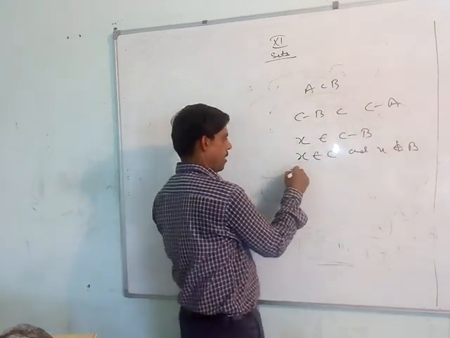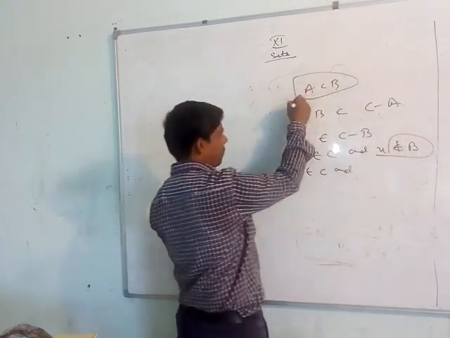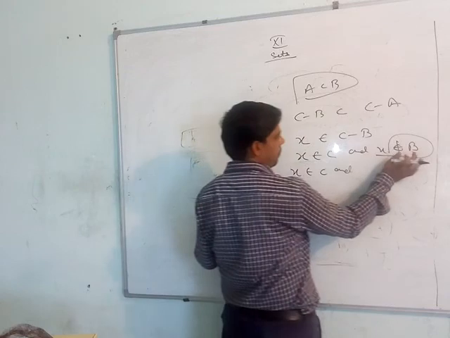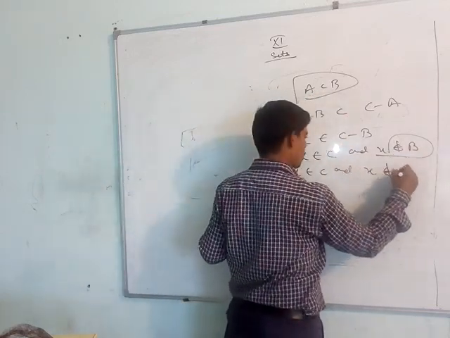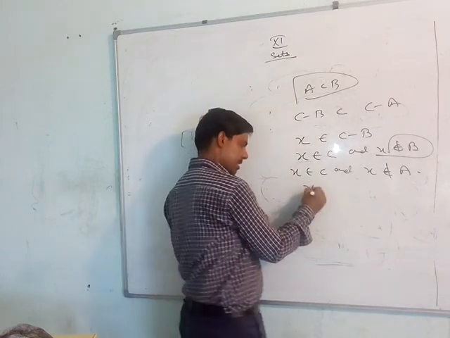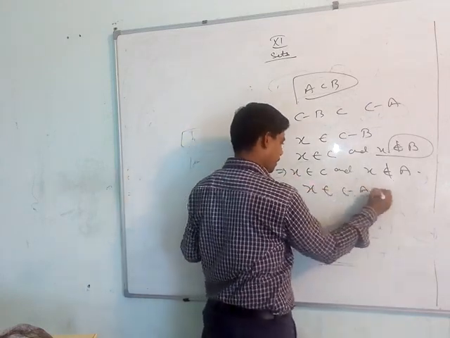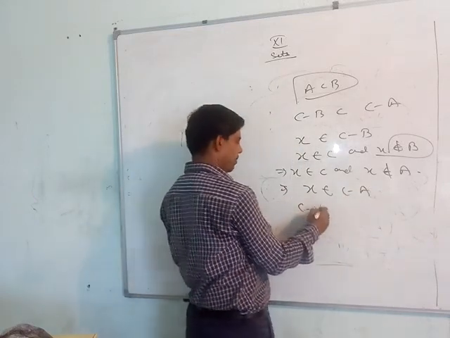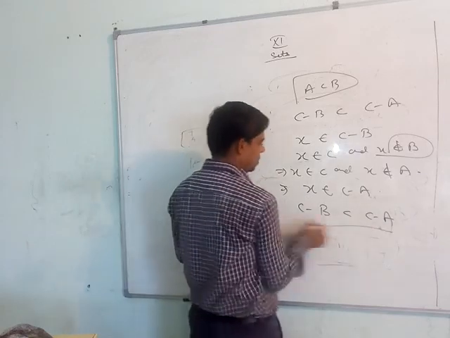Now this is very important. X belongs to c, and because a is subset of b, तो जो एलिमेंट b में नहीं है वो a में भी नहीं होगा. So we can say x does not belong to a. और इसका मतलब हो गया x belongs to c minus a. इसका मतलब हो गया c minus b is a subset of c minus a. Hence proved.